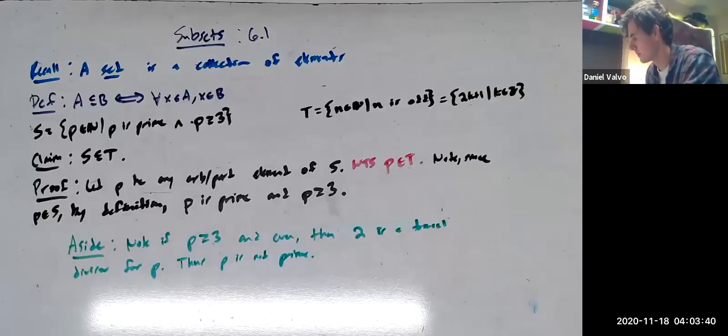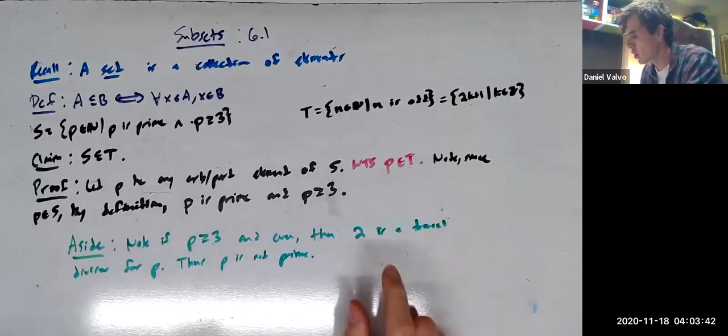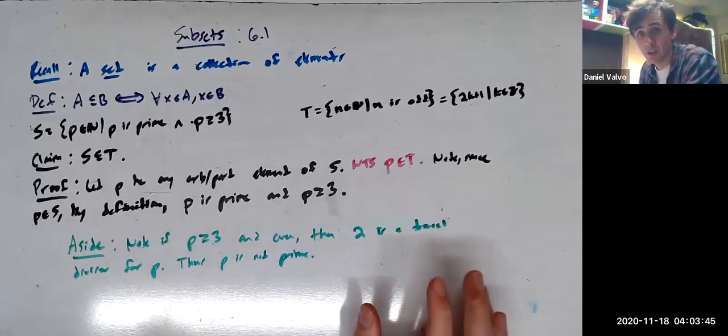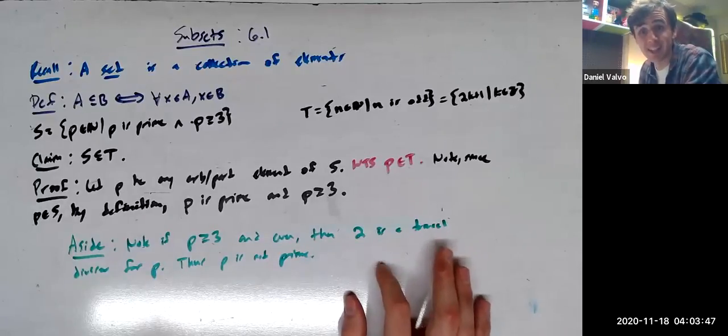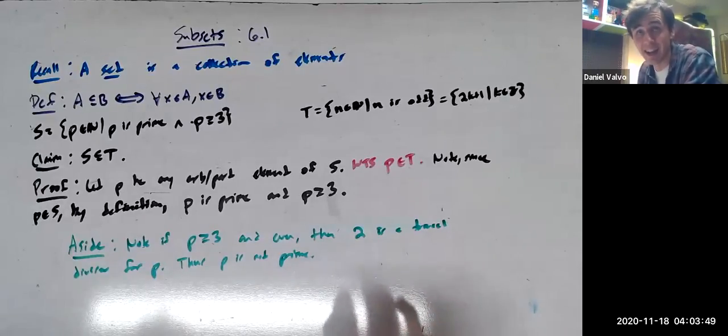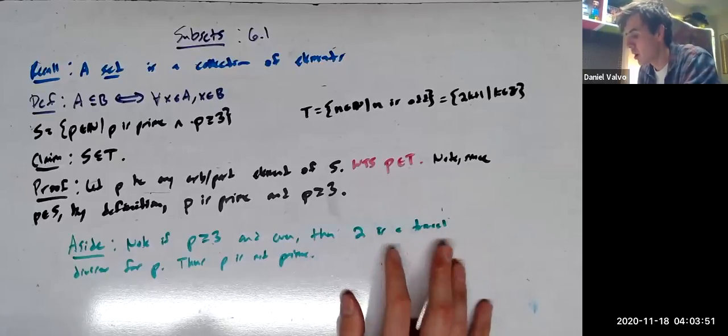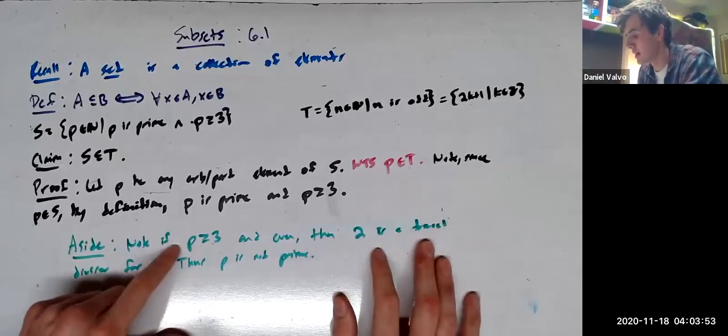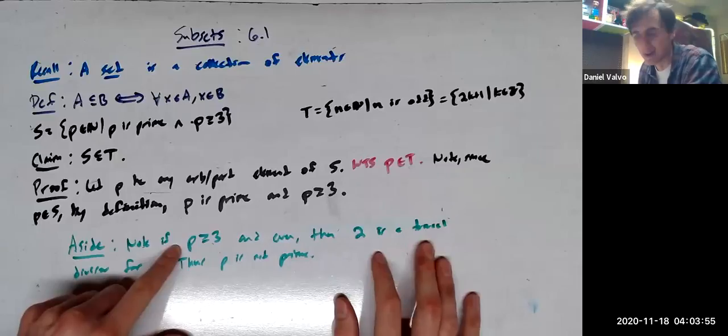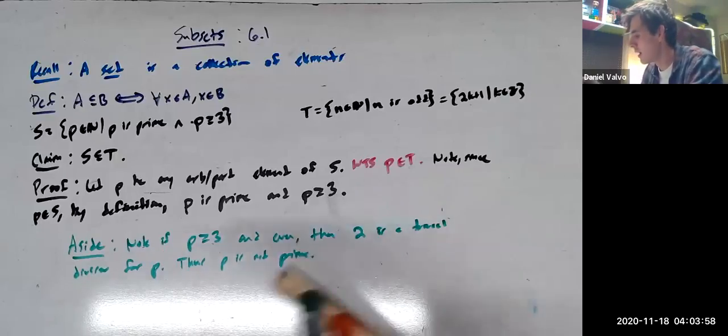So we have a little work to show it's a non-trivial divisor. To show 2 is a divisor, obviously it is. To show that it's non-trivial, all I have to do is show that p is not 2, which clearly it's not because it's greater than or equal to 3.